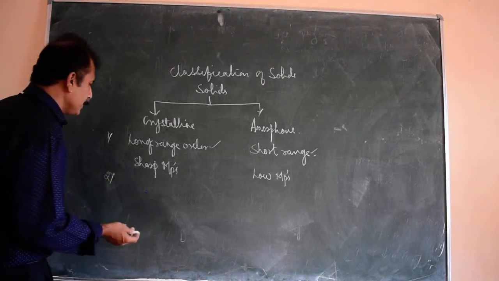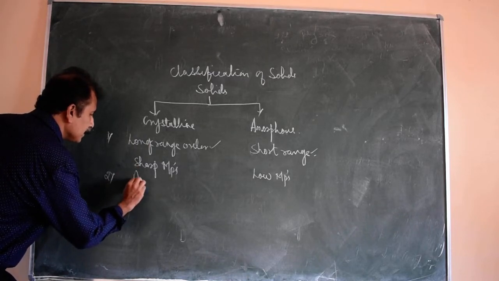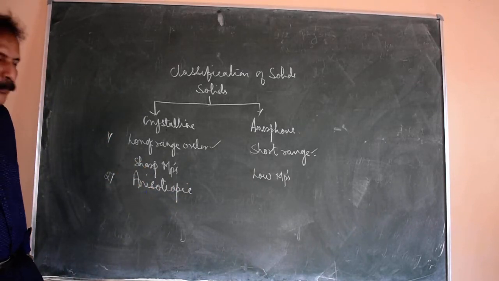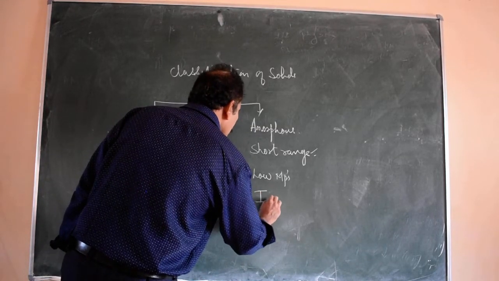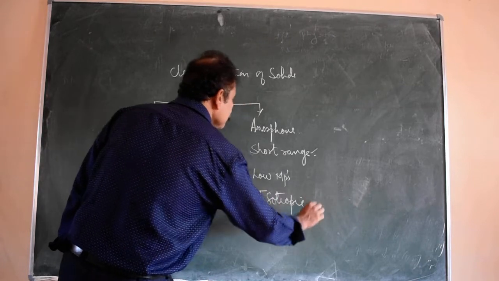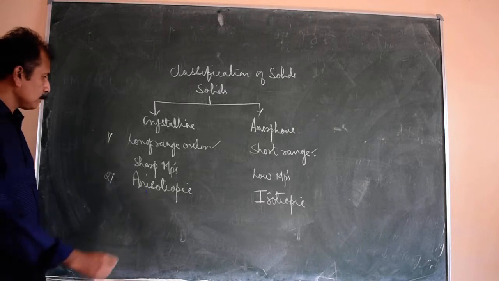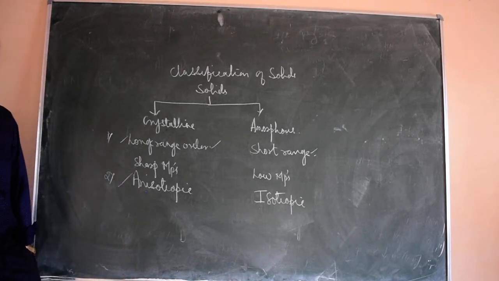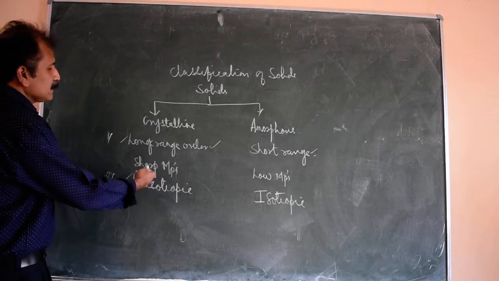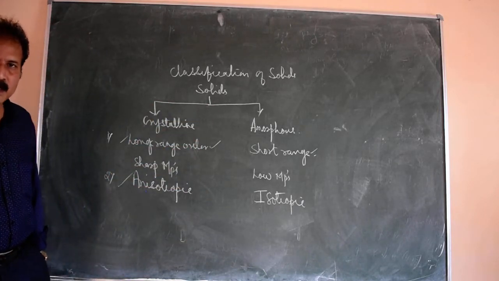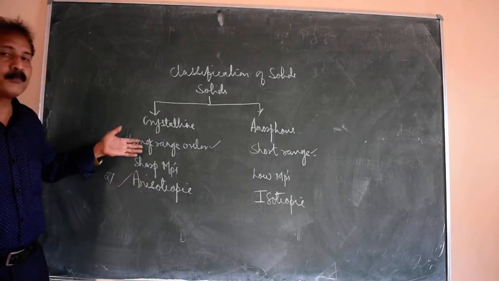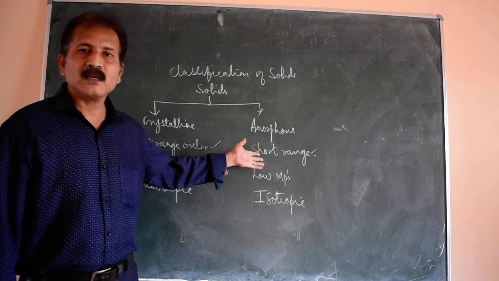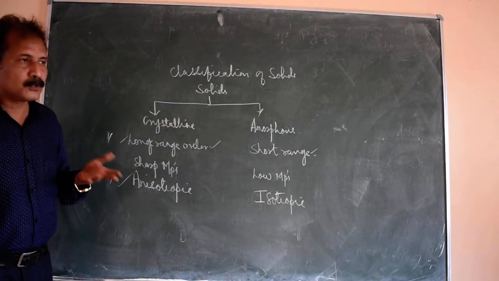Then the second you can give is, these are anisotropic in nature. Crystalline solids are anisotropic in nature, whereas amorphous are isotropic in nature. I would prefer you to give this one as a difference. After that you can say they have sharp melting points, they have very low melting points. And you can give the cleavage property, that is, when cut into two pieces, crystalline solids will have smooth surfaces, whereas you get irregular surfaces when you cut amorphous into two pieces.